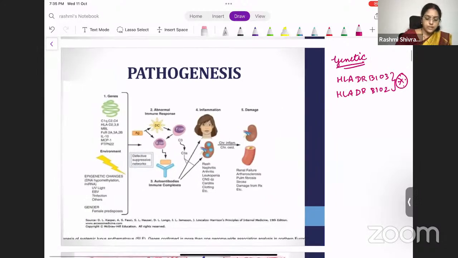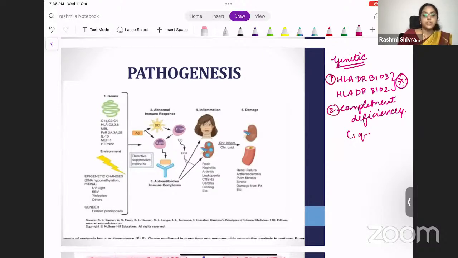One more important thing is complement deficiency. Mainly, which complement are we talking about? We are talking about C1q, right? C1q deficiency causes the patient to be more predisposed to develop SLE or systemic lupus erythematosus. So this is very, very important.